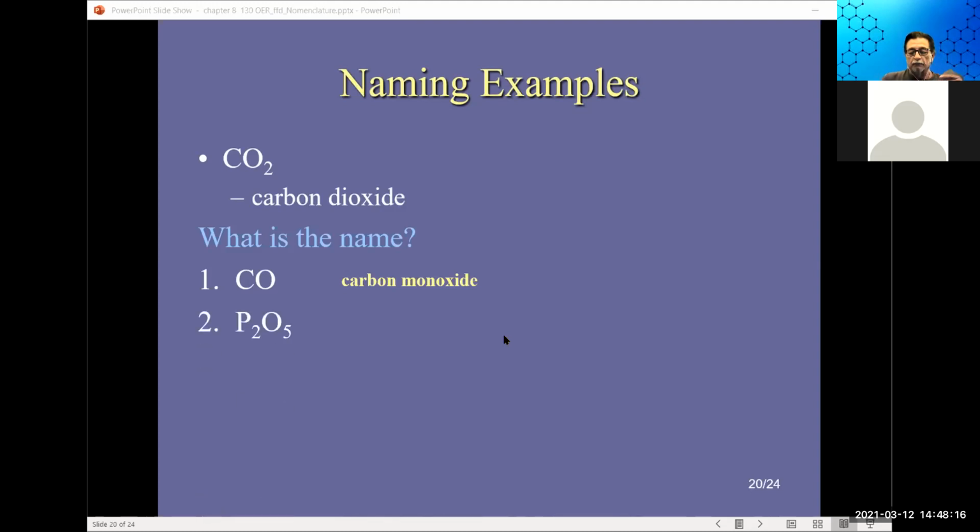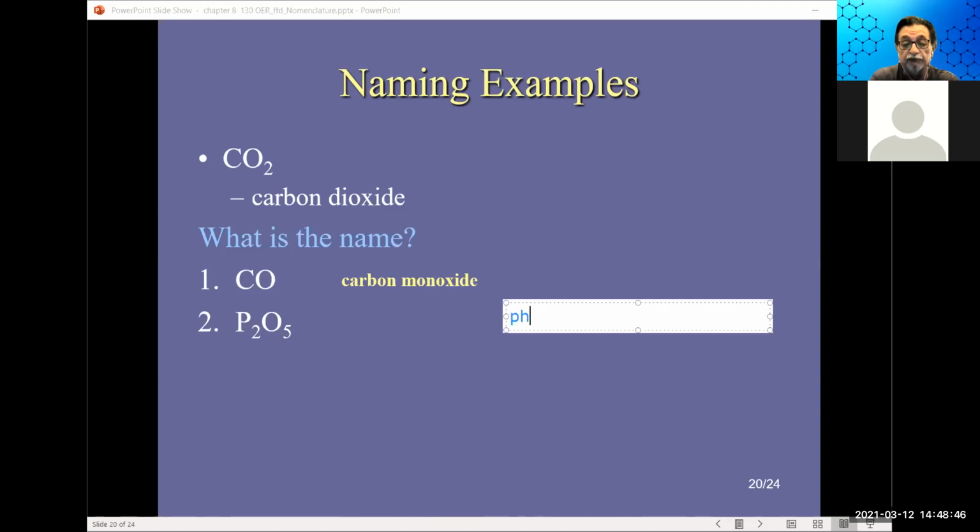Here my suggestion is this: when you're given a formula and you see they're all nonmetals, break it down again. Another systematic approach here: break it down to the parent name by looking at the atoms involved. So phosphorus is written first. There's two of them, we'll come back to that in a second. That is the central atom.